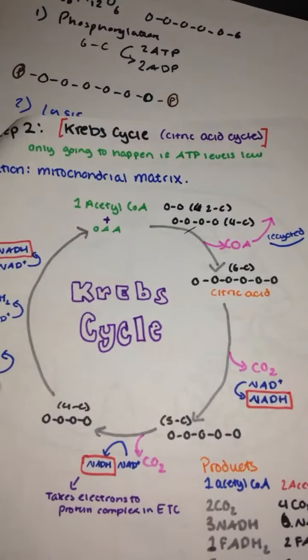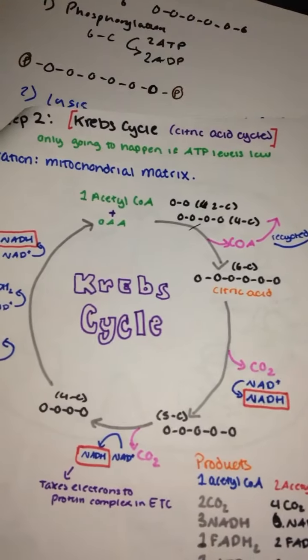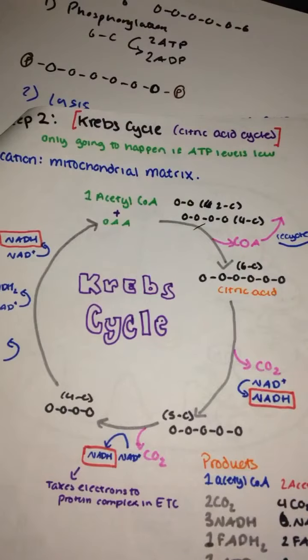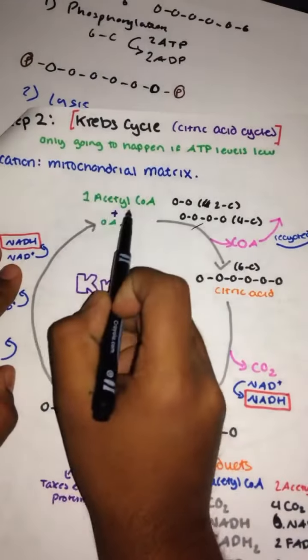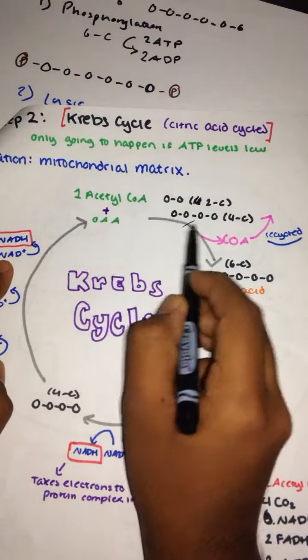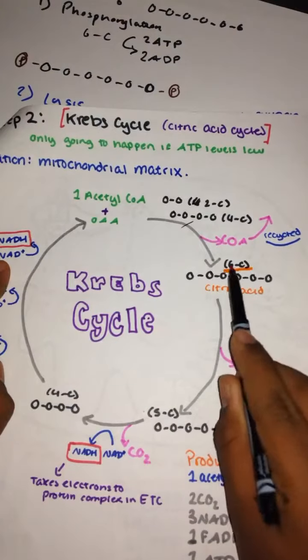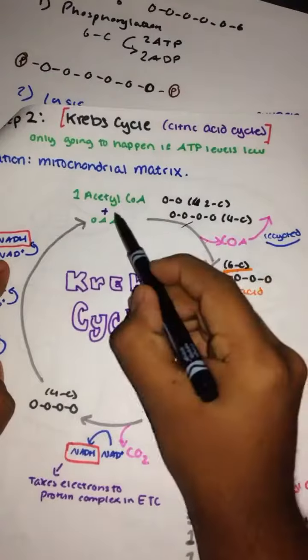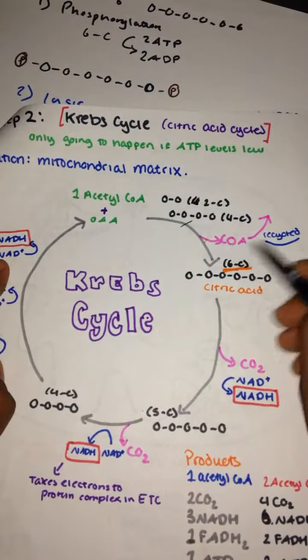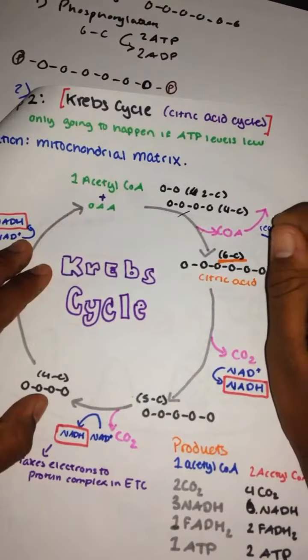Okay, the Krebs cycle is also called the citric acid cycle, and it's only going to happen if ATP levels are low. So if ATP levels are low, then the inner mitochondrial matrix is going to have the Krebs cycle. So what happens is you have your 2-carbon sugar, acetyl-CoA, and this is just, by the way, showing for 1 acetyl-CoA, not 2. Your acetyl-CoA combines with OAA, which is a 4-carbon sugar, to produce citric acid, which is a 6-carbon sugar. Now, this coenzyme A, which is from acetyl-CoA, this CoA is recycled and used again in the link step because it's an enzyme, and as we all know, enzymes can be used multiple times.